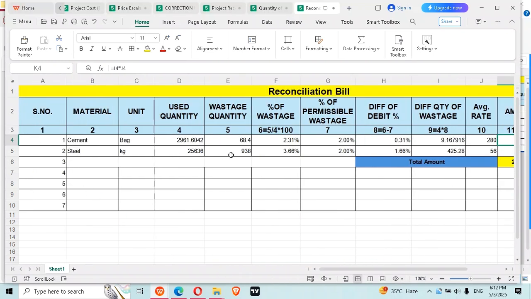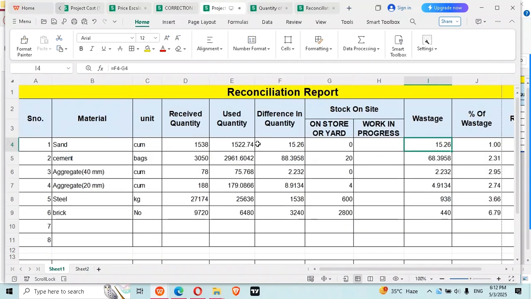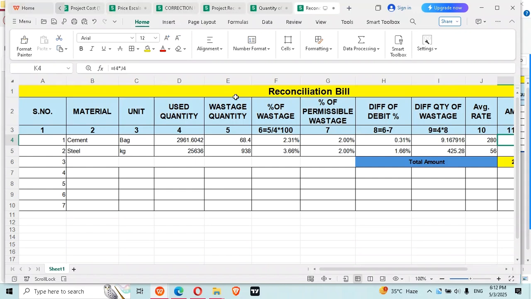We have steel here, and then you can go for the bricks, you can go for the bitumen, etc. We have the quantities here for everyone. You can just copy and paste all the quantities. We have the material here. Look at this, you can just copy and paste the received quantity and use quantity, and for everyone you can calculate it. We have just calculated for the cement and steel, and you can calculate for everyone.